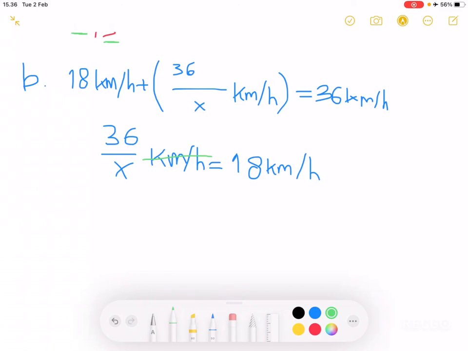And from this you may already guess the answer, that x is equal to 2. However, in case you didn't, I'll just do this anyway. So 36, we'll just multiply by x on both sides, so we have 18x on here. And then after this you can just divide both sides by 18. So let's see what we got. So we have x is equal to 36 divided by 18, which is just 2. And that is our final answer for our B part.